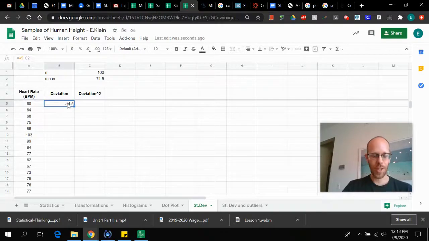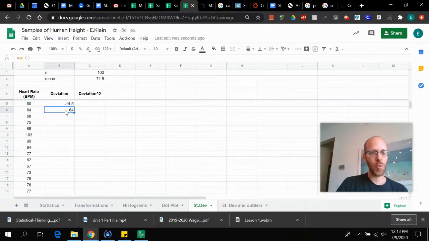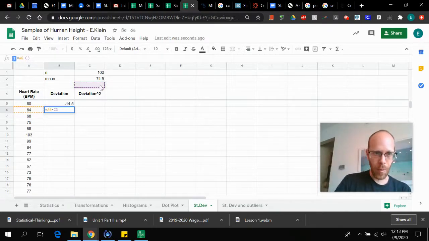But here's the catch. If you do that, you can't just copy and paste, because look, when we get to the next cell, it says that the deviation for a heart rate of 64 is 64, and that can't be true. Let's look at why. If I look at that formula, see what it did? It took the 64, and then it moved the cell being subtracted down by 1, so it subtracted 0 from it. We don't want that.